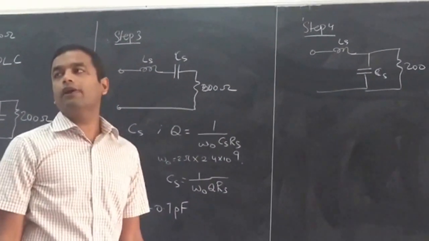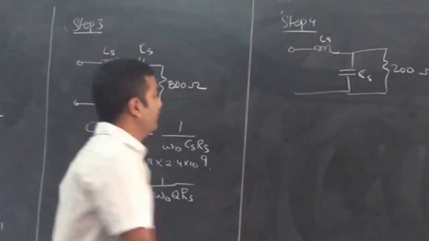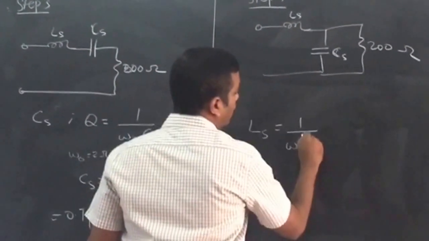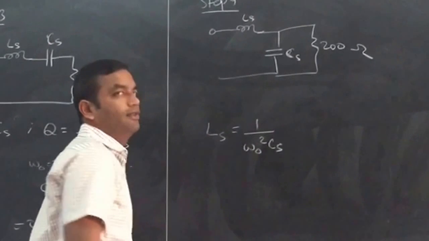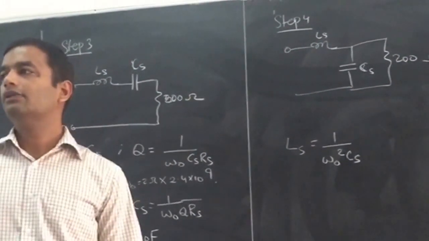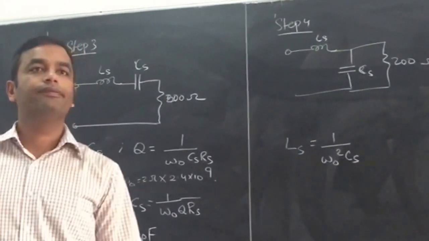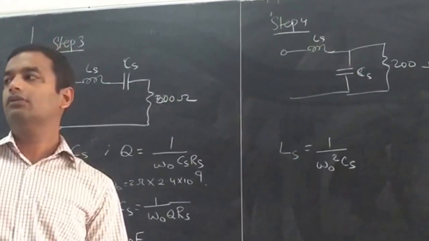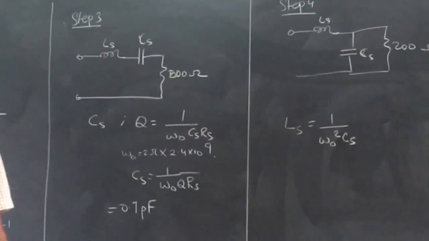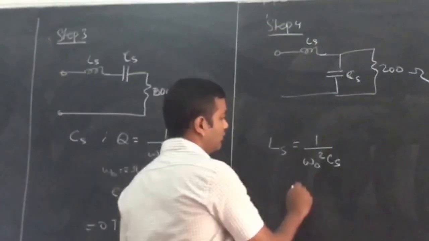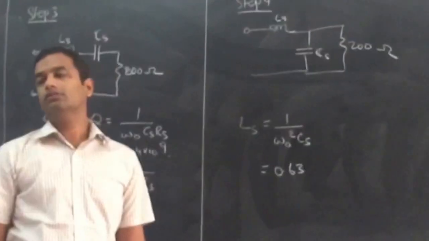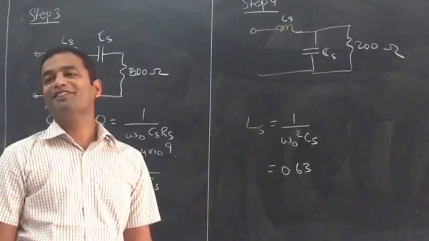And we need to find out what? LS. What is LS? LS is equal to 1 over omega naught squared into CS. Tell me what is LS? 0.63 microhenry. Come to a conclusion.